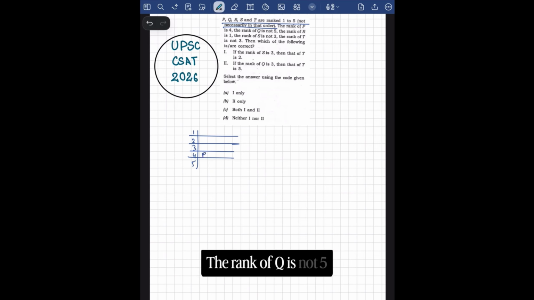The rank of Q is not 5. Let's put not Q in the 5th position. The rank of R is 1. Let's place R in the 1st position. The rank of S is not 2. Let's put not S in the 2nd position. The rank of T is not 3. Let's put not T in the 3rd position.